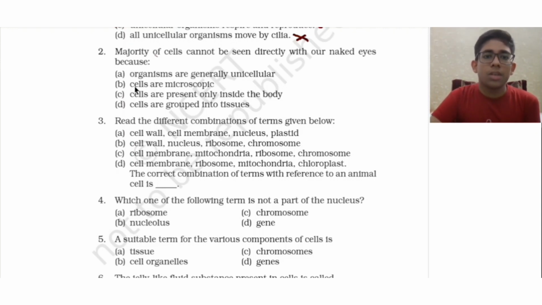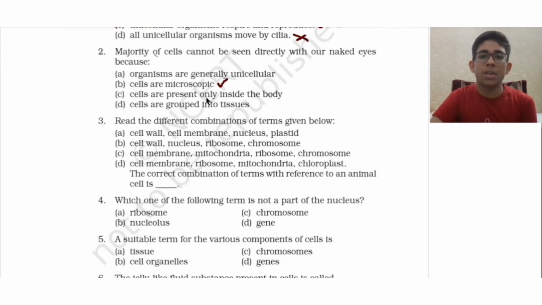Second option, cells are microscopic. Yes, we know that most of the cells around us, bacteria, fungi, protozoa, are all microscopic. Even the human cell, one single cell cannot be seen by naked eyes, that is also microscopic. So this is the correct reason.